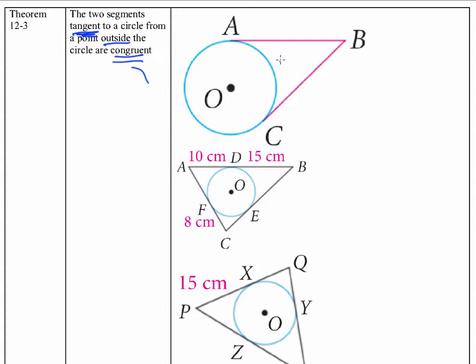What do we mean by that? Here we've got a circle, circle O. We've got this point, point B. This is outside the circle, like we just talked about. If I have two segments, not just one, coming from this point, here's one, there he is, he's tangent.